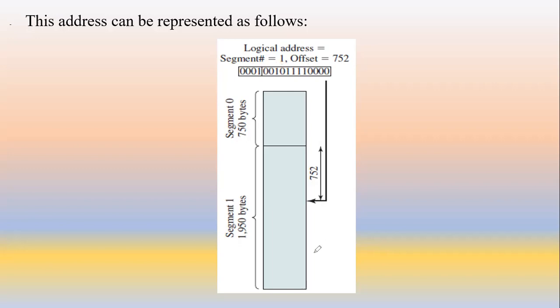So from this memory, we can see that segment number 1 is 1950 bytes. Segment 0 is 750 bytes. And therefore, our offset indicates that the size that shall be allocated to our segment is 752. So our segment is of the length 752, and it commences at 1.